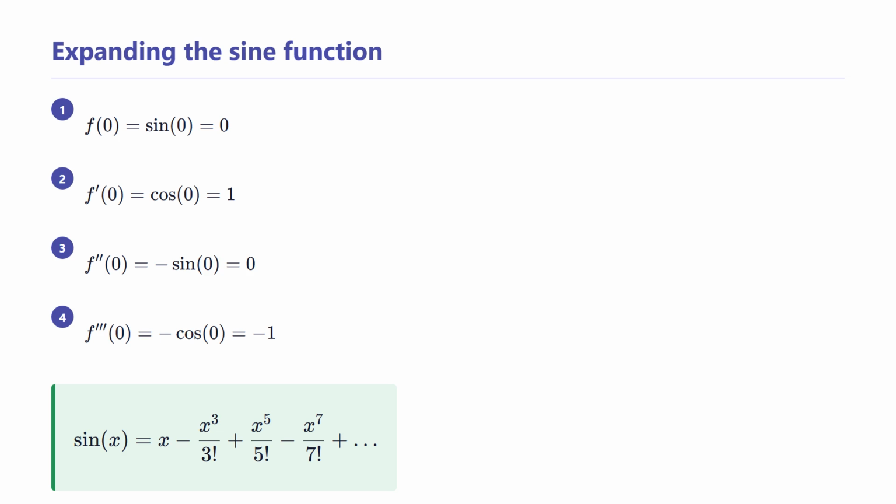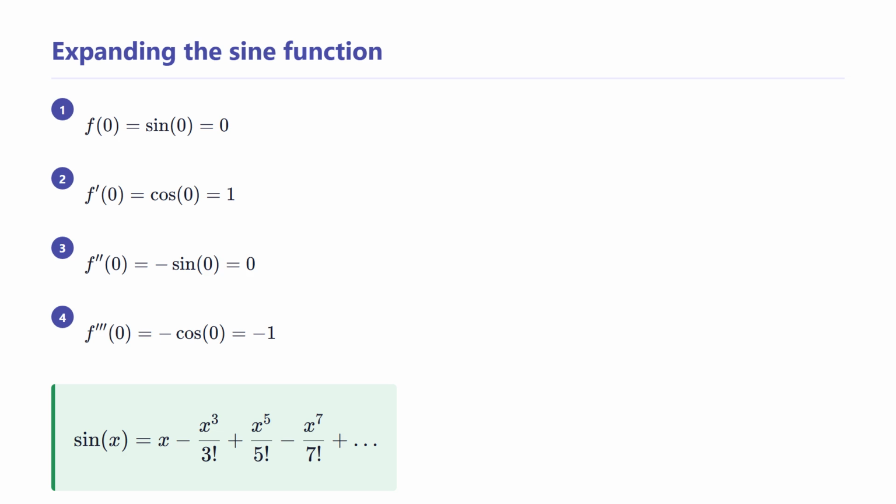When we plug in 0, notice a fascinating pattern. All the even derivatives contain a sine term, which becomes 0. All the odd derivatives contain a cosine term, which alternates between 1 and negative 1. This means every even-powered term completely vanishes.